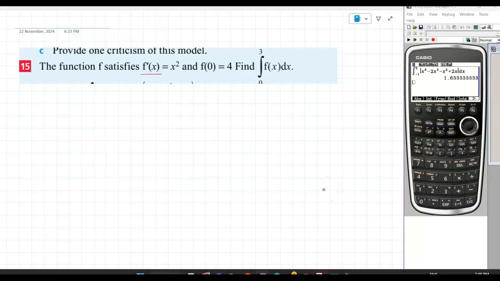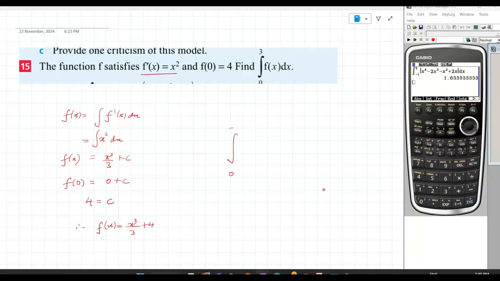So first of all, f dash x is given. First you find out f of x. So f of x will be the integral of x square, which is x cube upon 3 plus c. You forgot plus c. Now if you forget plus c again, you will go wrong. So 4 is equal to c. Therefore f of x is equal to x cube over 3 plus 4.